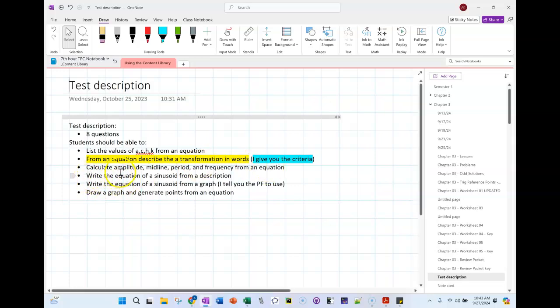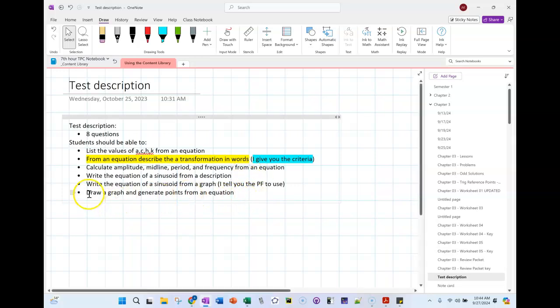You need to be able to write the equation of a sinusoid from the description. So that's just like worksheet 4. And you should be able to write the equation of a sinusoid from a graph. That's like worksheet 5. I'm going to tell you which function to use, whether I want you to do it as a sine or a cosine. Doesn't make a whole lot of difference on those graphing ones, which one you do, because you usually have a midline point and an extreme point. So either one should be just as easy as the other, but you got to know how to cope with that.